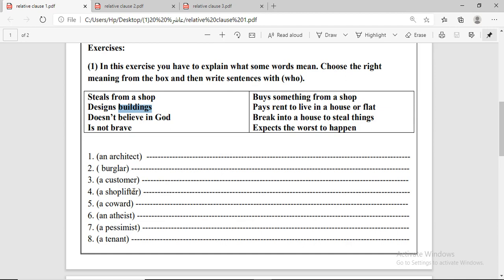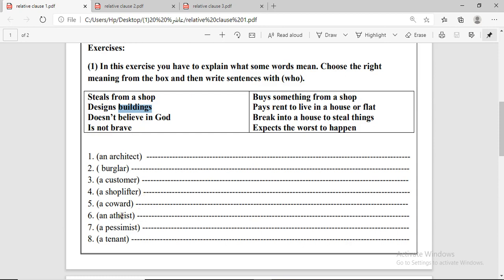A shoplifter is someone who steals from a shop. Again, a shoplifter is someone who steals from a shop. A coward is someone who is not brave.